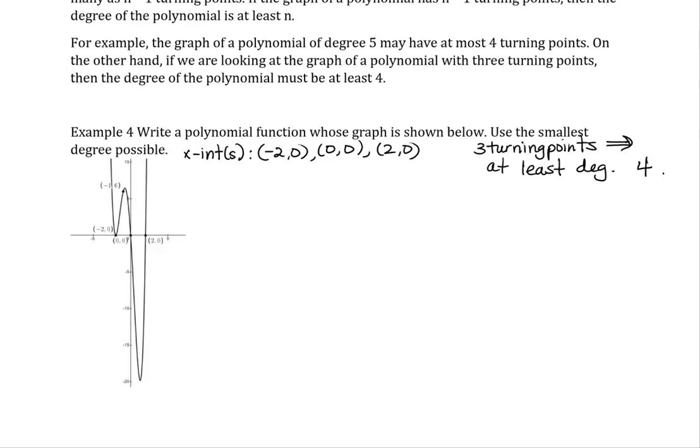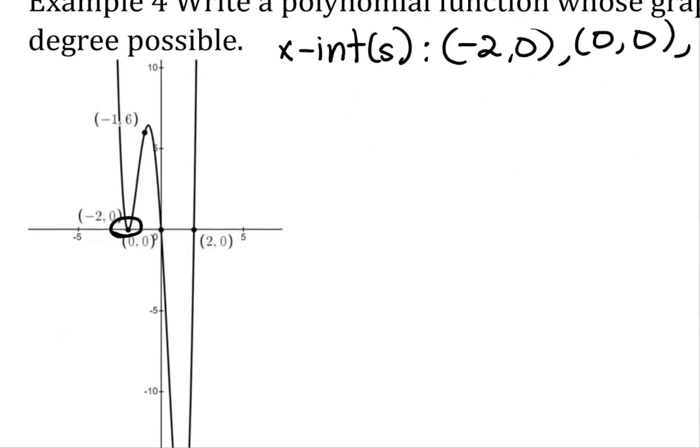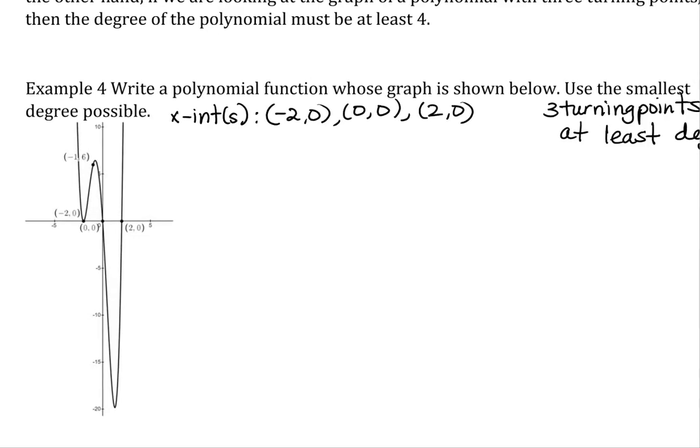We can also see that the graph is touching the x-axis at the x-intercept of (-2, 0). And so we definitely know that the zero of -2 has an even multiplicity. We were told to use the smallest degree possible. So when I start writing this polynomial function, I'm going to give the zero of -2, which would correspond to the factor of x plus 2, multiplicity 2. I gave that multiplicity 2 because it is touching there.